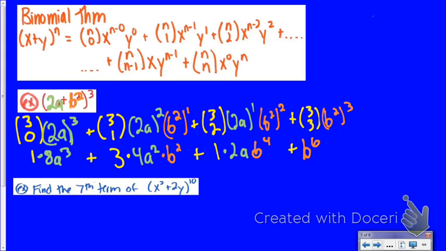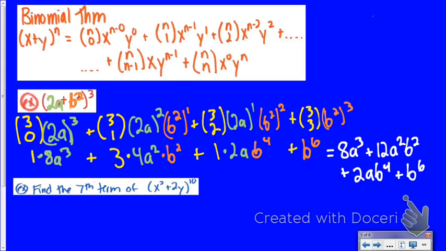So now if I want to simplify this and write the whole thing as one final neat answer, that would be 8a cubed plus 12a squared b squared plus 6ab to the 4th plus b to the 6th. And I know that's pretty long, but you're not always going to have to expand the entire equation.